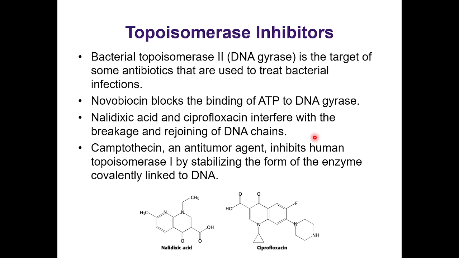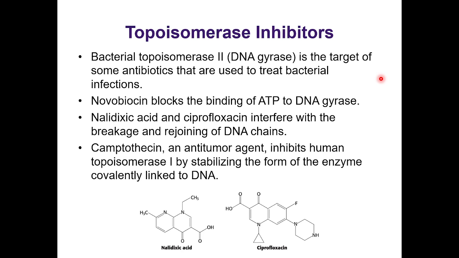Okay, so the topoisomerase inhibitors. Bacterial topoisomerase 2, which is the DNA gyrase. Gyrase meaning like gyrate, right? Circular winding motion. This is going to be the target of some antibiotics that are going to be used to treat bacterial infections. Novobiocin blocks the binding of ATP to the DNA gyrase. Again, that's that type 2. Nalidixic acid and ciprofloxacin are going to interrupt the breakage and rejoining of DNA chains.